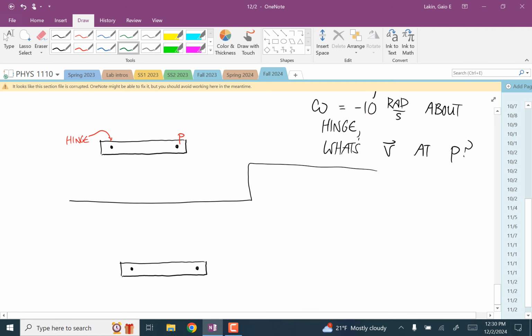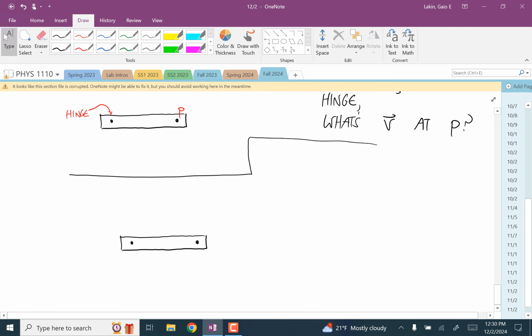That hinge point is fixed. Everything's just rotating around that. And every point is going to be in a circular path around that hinge. And so this point P is going to make a circle as it moves around. That looks a little more like an ellipse or something, but pretend that's a circle. Okay, it's making a circle around that hinge. That hinge is the center of this circle.